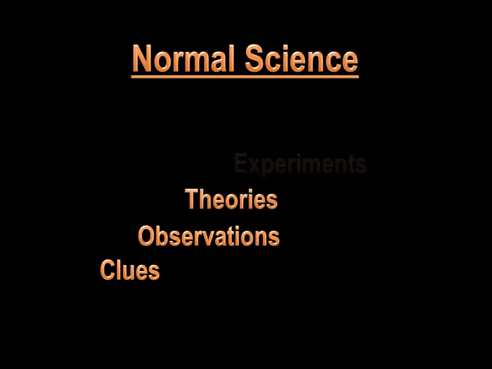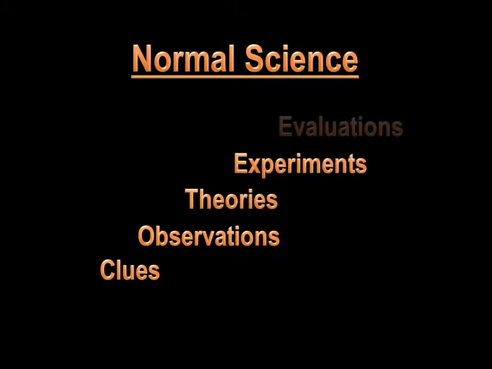Normally, in the world of science, one starts with clues or observations and develops a theory. Experiments are designed to prove that the theory is correct. Then results are evaluated, new clues are introduced, and the process begins again. Scientists have had remarkable success using this scientific method.